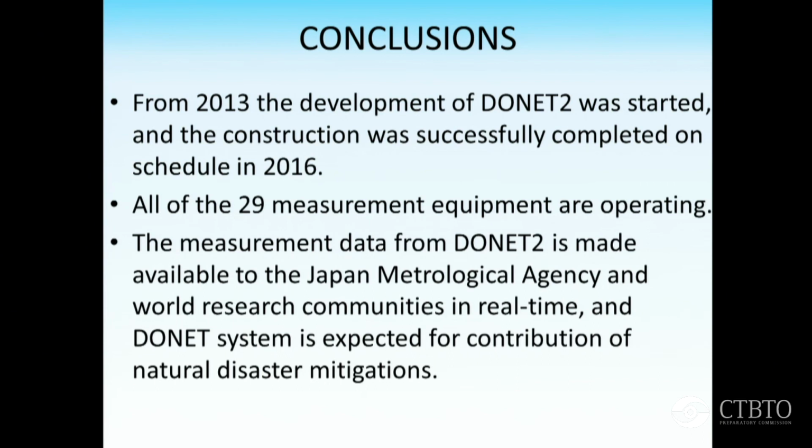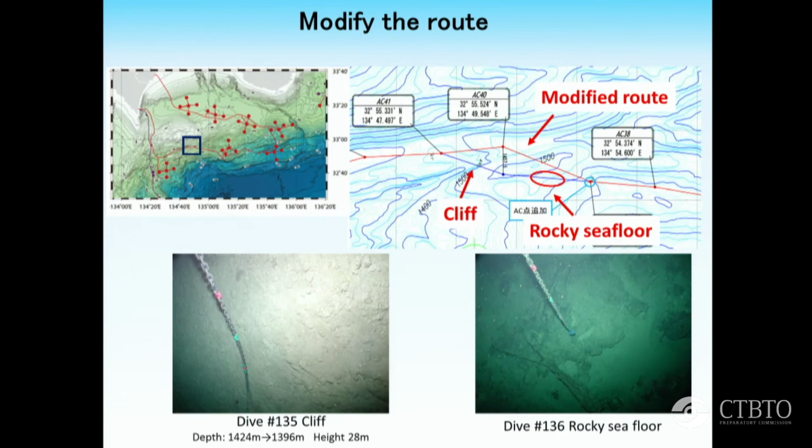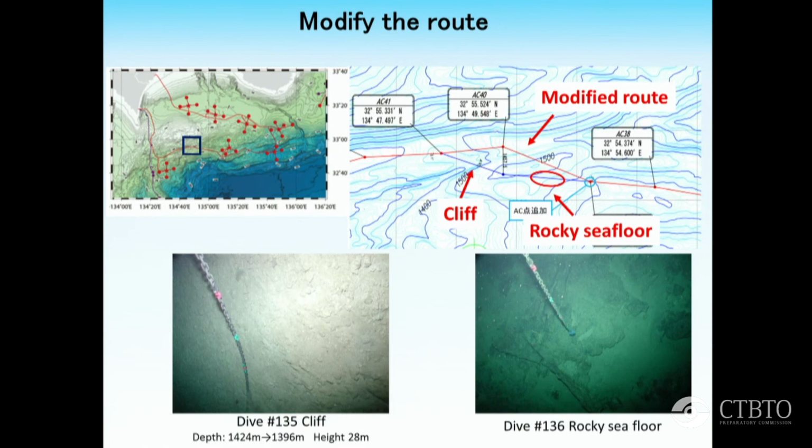Next slide. This is a survey to determine the cable route. This is the DoNet backbone cable route here. Before deployment of the DoNet 2 backbone cable, we had to survey and modify the route to check it more carefully. This is just a snapshot of the survey. This is very important for long-term observation.